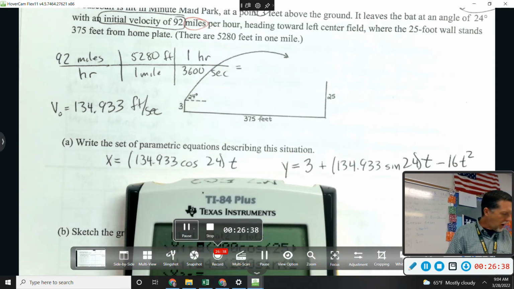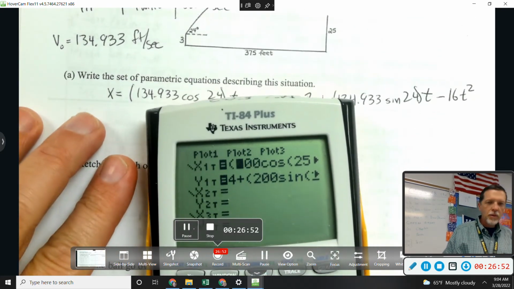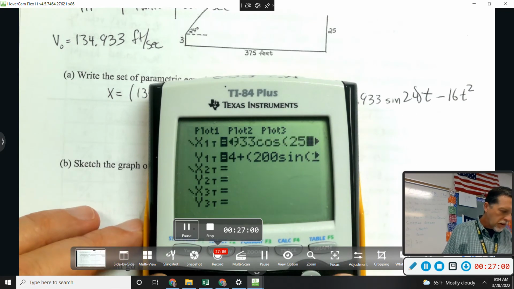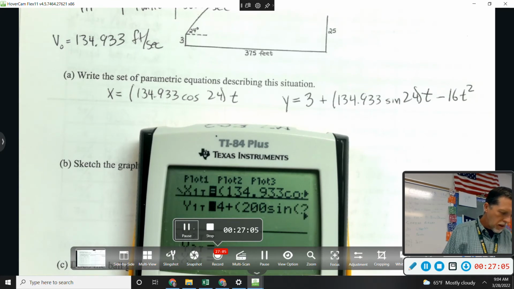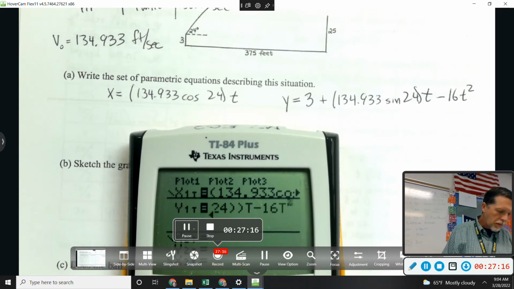Okay. Let's see. How accurate do we want to be on this one? Well, if we're checking to see if this clears the wall or not, we better be accurate. x is 134.933 cosine of 24, y is 3 plus 134.933 sine of 24 minus 16t squared.